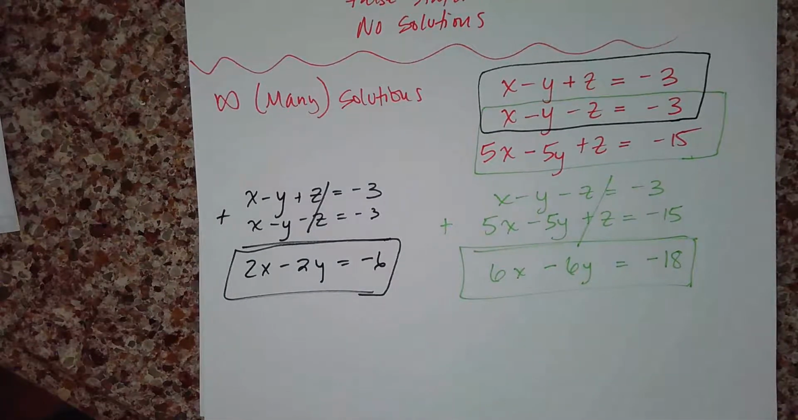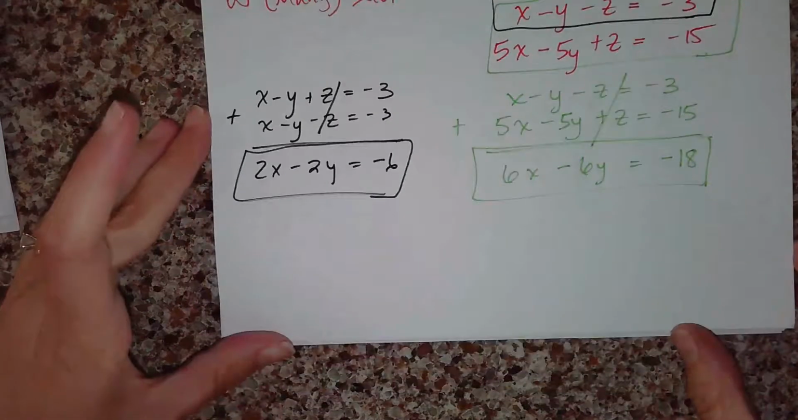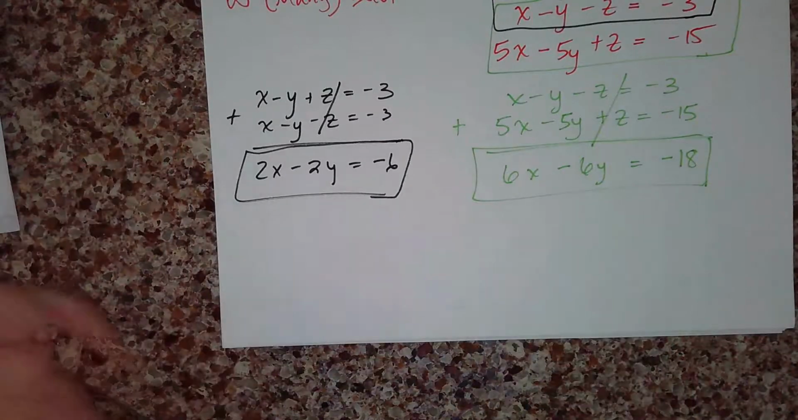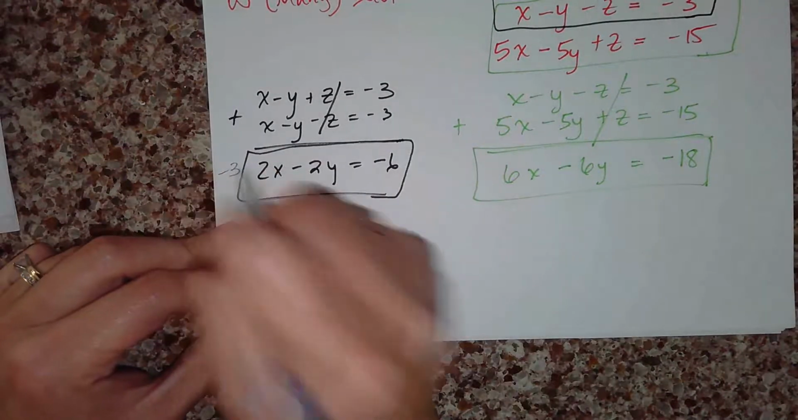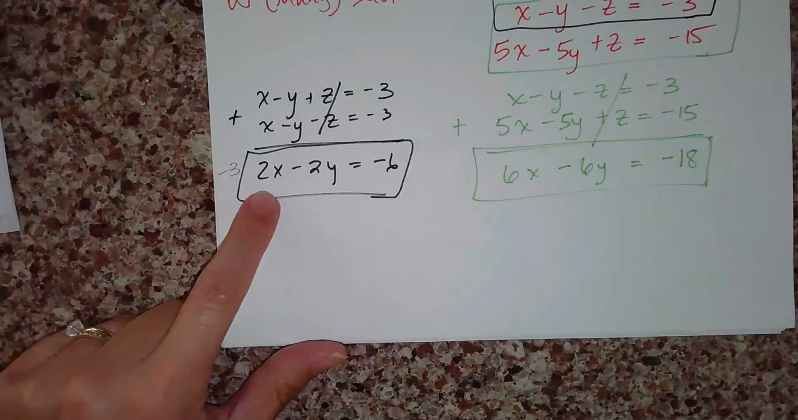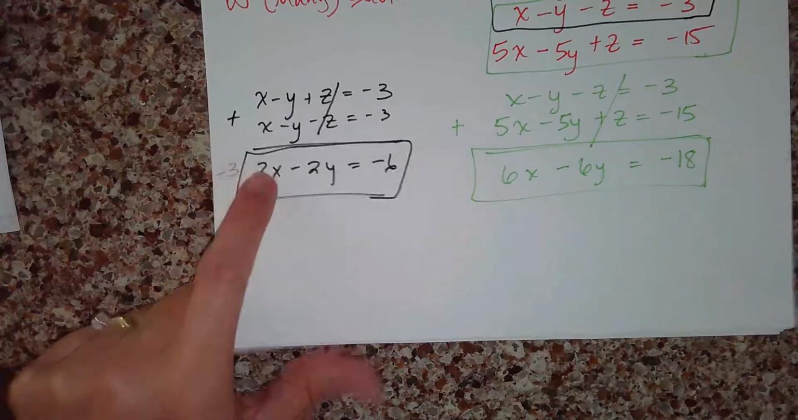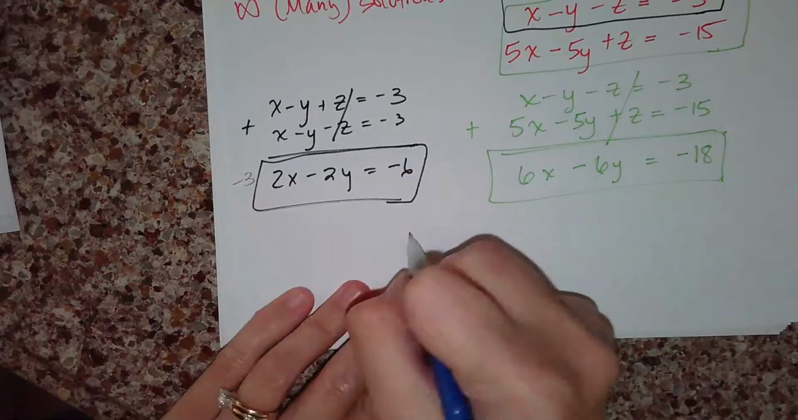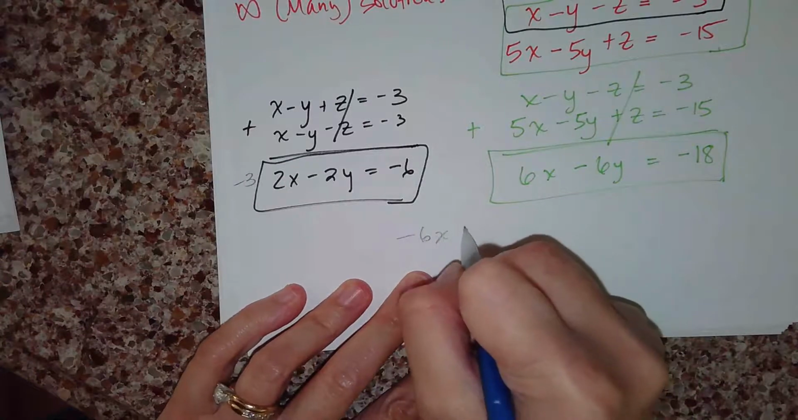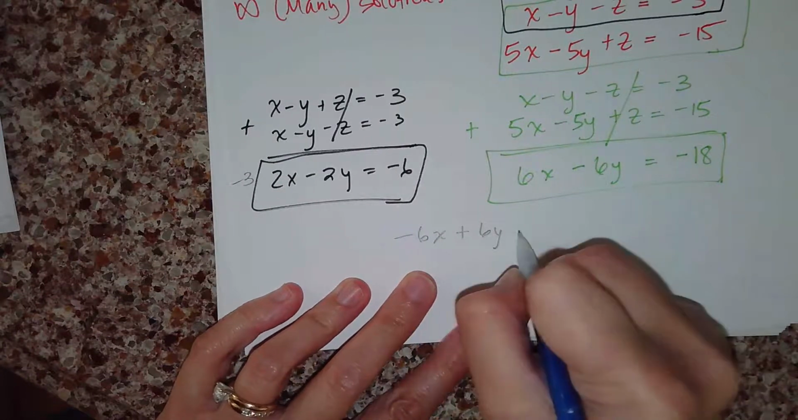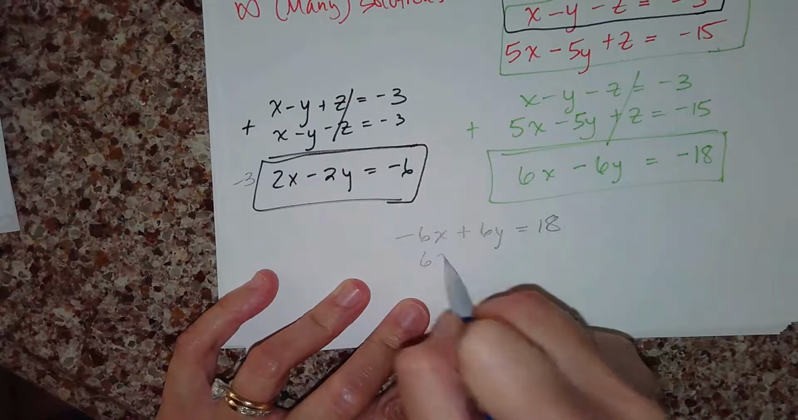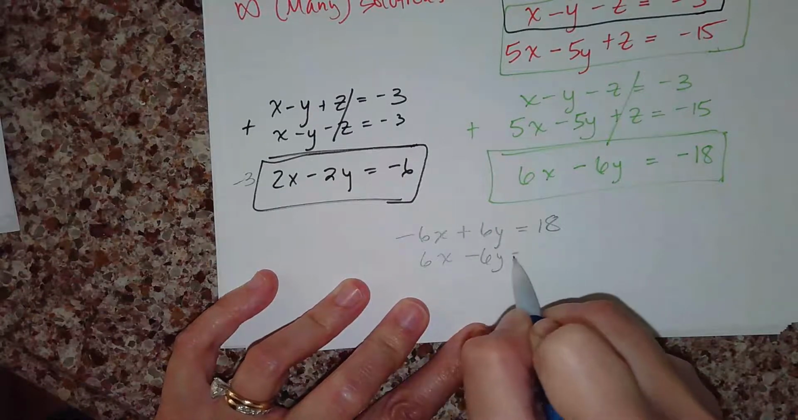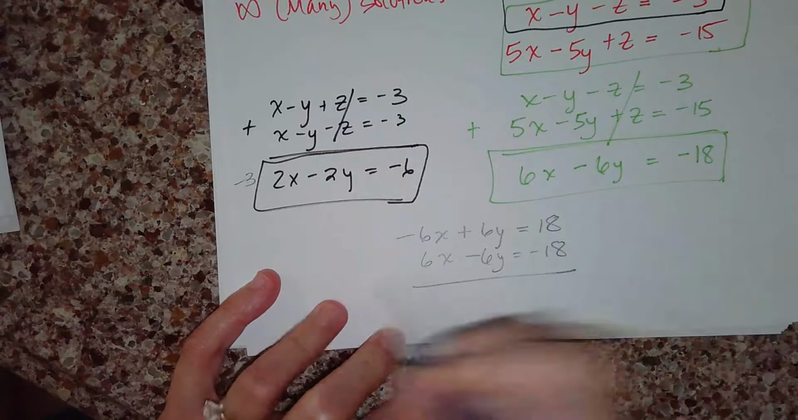All right, now I have two equations. Let's solve this system. I want to get rid of either x's or y's. I'm going to multiply this equation by -3, because then I can get rid of my x's. So this becomes -6x plus 6y, negative times negative, equals +18. And this one is 6x minus 6y equals -18.